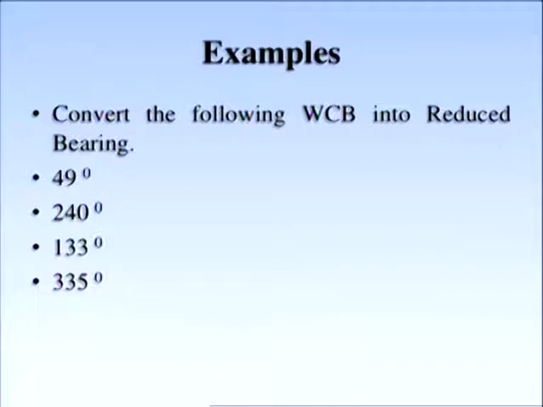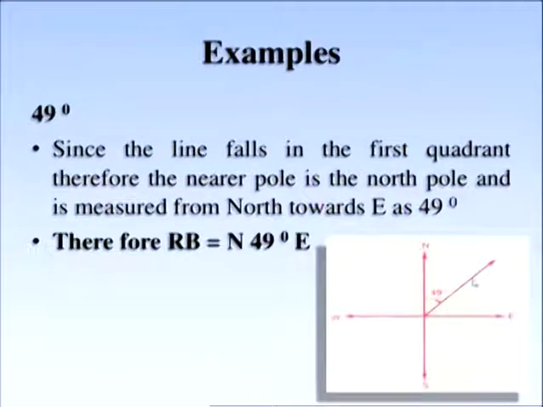Whole circle bearing to reduced bearing. We have to convert the whole circle bearing to the reduced bearing. So we draw the figure, 49 degrees, and we are able to understand that it falls in the first quadrant, and the nearest pole is the north pole. So our reduced bearing is north 49 east. This is our reduced bearing, converted from 49.